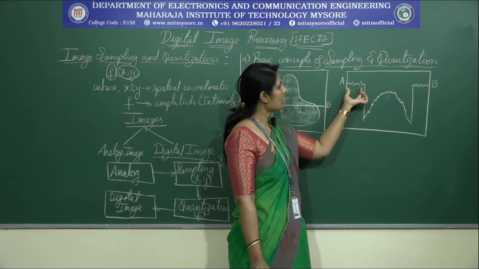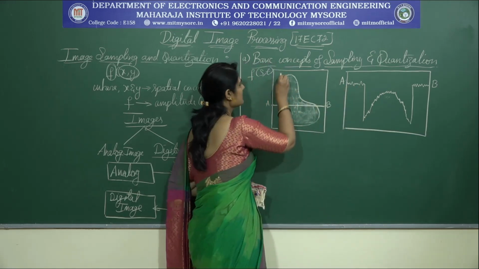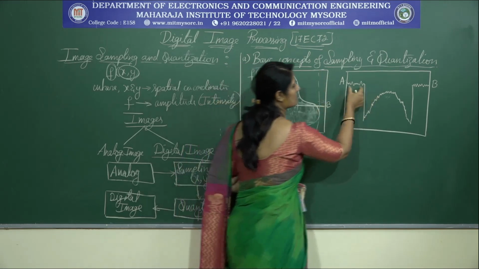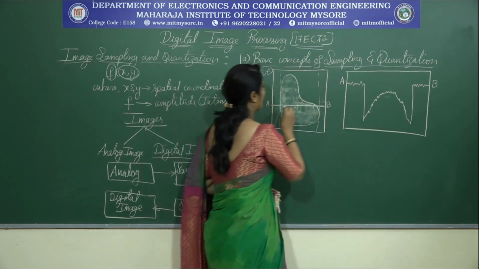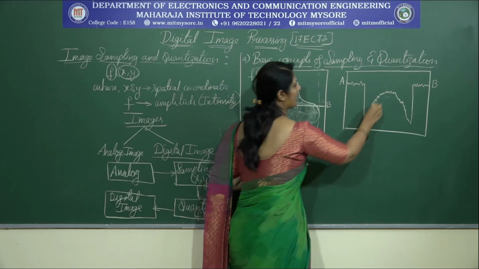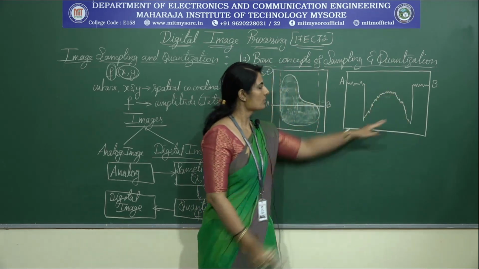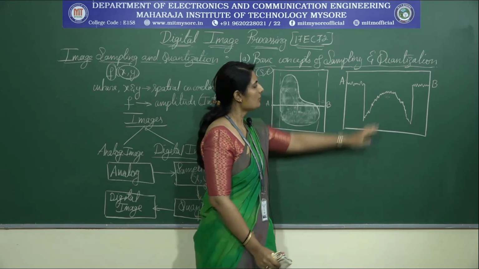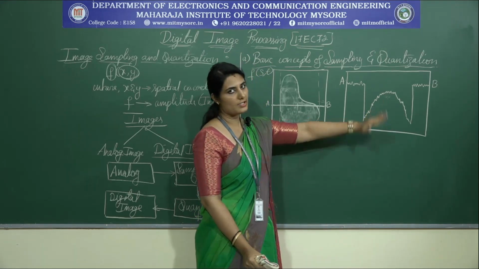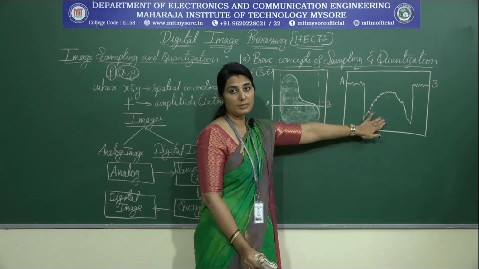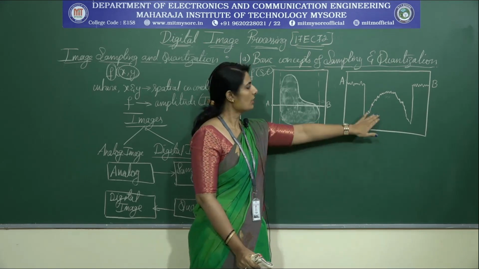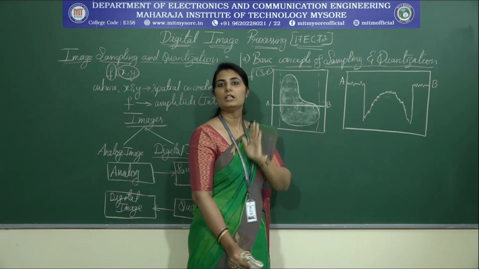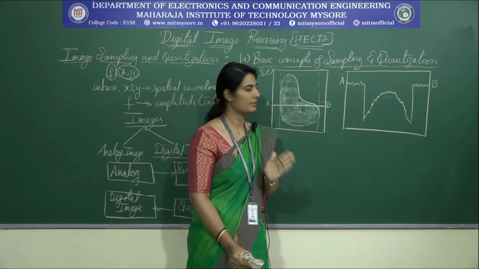Okay, and here you can observe that till this point the intensity is constant, and even here the intensity is constant, that is represented here, and in the middle the intensity varies more. So that is how I have shown it in this figure. Now in order to convert this into a digital image, first I should sample this image. So how do you sample this image? Sampling means digitization of the coordinate values x and y, right?